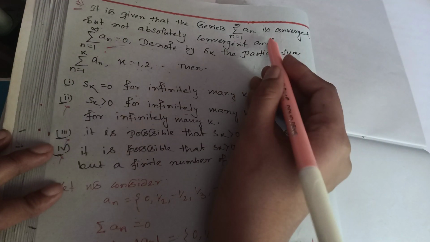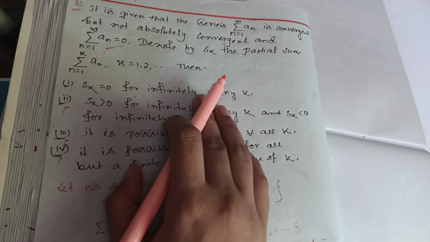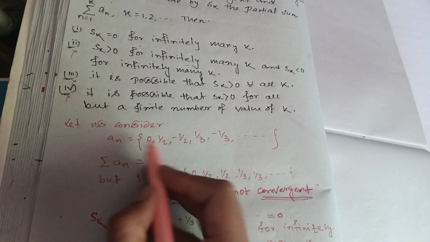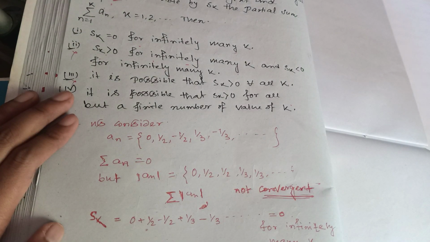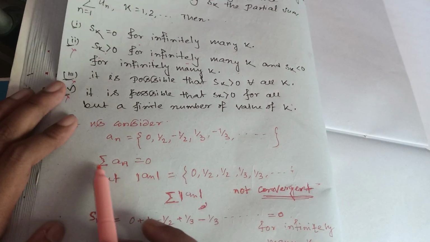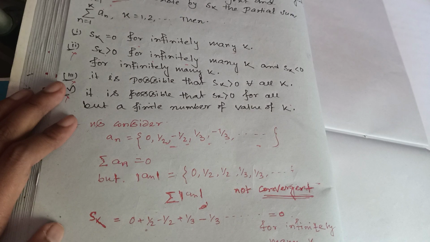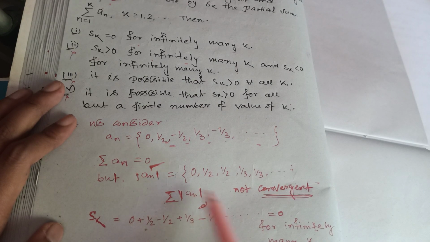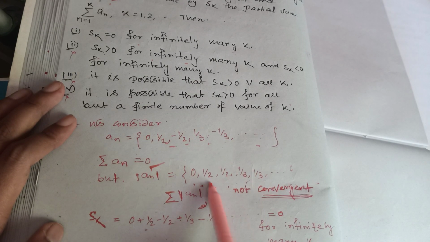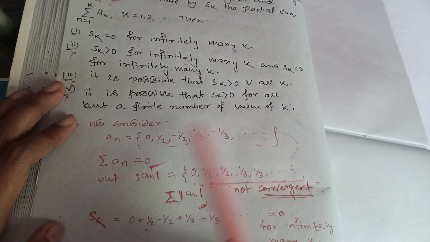So the given condition is that the summation of a_n is convergent but not absolutely, meaning the summation of |a_n| is not convergent. So I can consider a counterexample. Let a_n be 1, -1, 1/2, -1/2, 1/3, -1/3, and so on. Then obviously the summation of a_n equals 0, since alternating signs exist, a finite value, so it converges. But the summation of |a_n|, 1 + 1 + 1/2 + 1/2 + 1/3 + 1/3, goes to infinity, so it is not convergent. So I will consider this type of a_n.